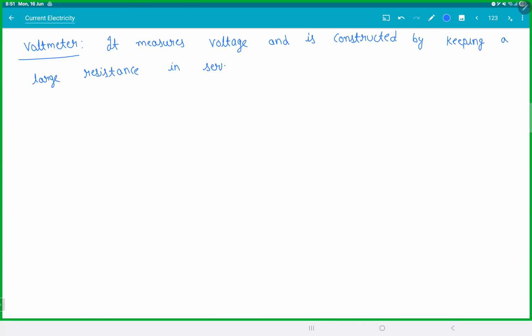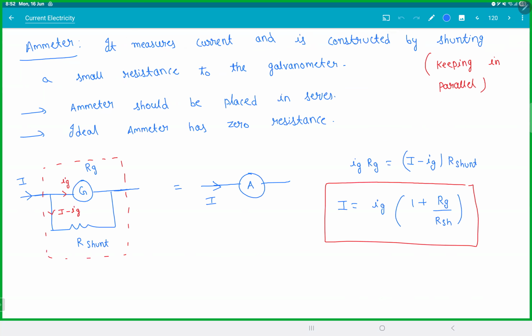Voltmeter must be placed in parallel so that you get the same voltage. So whichever device's potential difference you want, you have to keep it in parallel. And an ideal voltmeter has infinite resistance. Did we write this? Yeah, ideal ammeter has zero resistance.